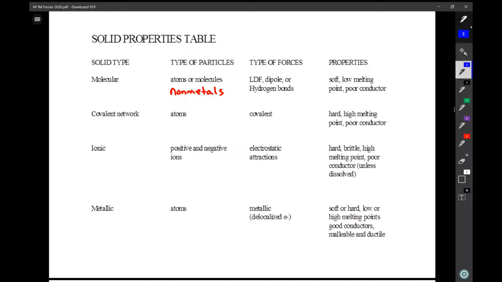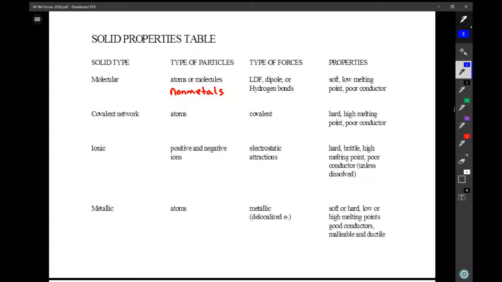Covalent network, straight up atoms. Covalent bonds. They're very hard with high melting points, just like diamonds, just like quartz, because of those covalent shared electron bonds. Poor conductor of heat or electricity. Again, because the electrons are kind of set in place, and it's hard to get those atoms to vibrate.